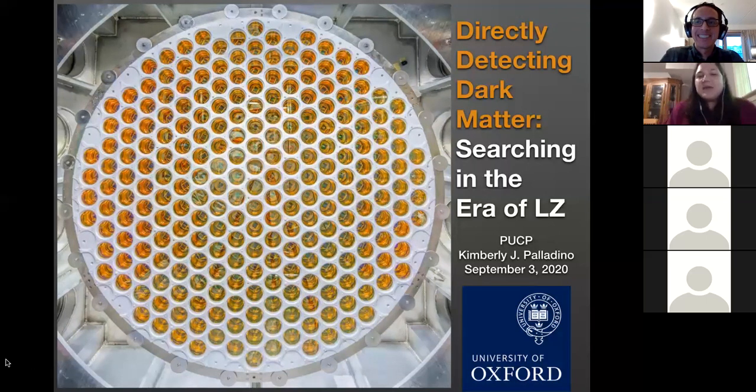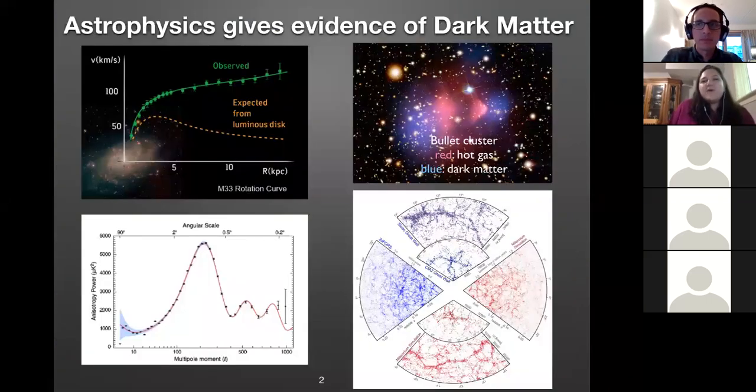So this is a picture of our photomultiplier tube array for the LZ experiment that's under construction and commissioning right now. And I'll be talking about it in the bigger context of looking to directly detect dark matter. So astrophysics gives us the evidence for dark matter existing. And there are four main, I think, pillars, although many other pieces of the puzzle also holding it up.